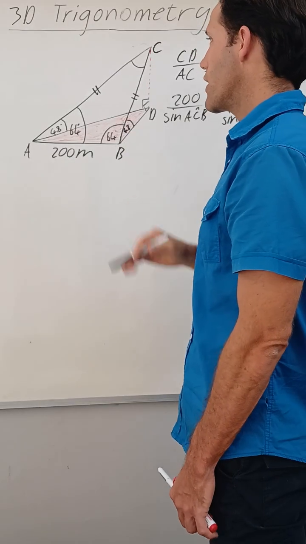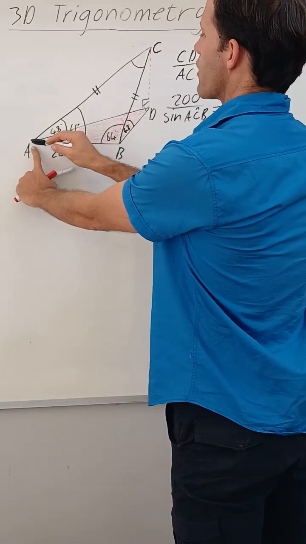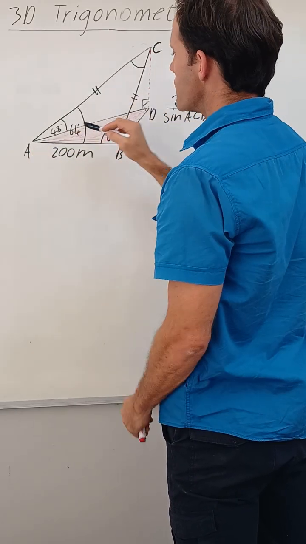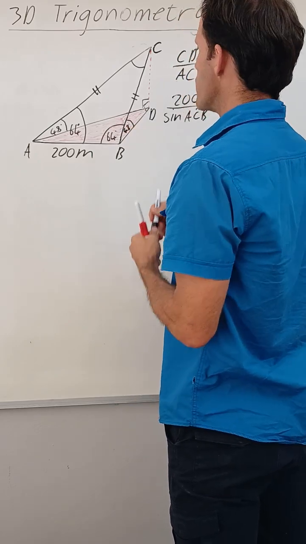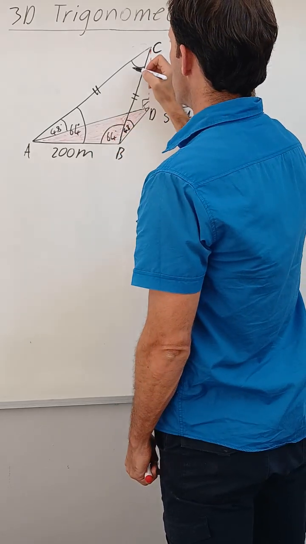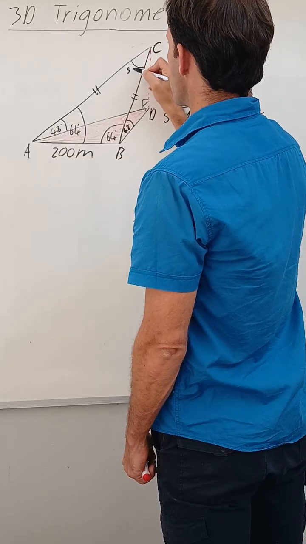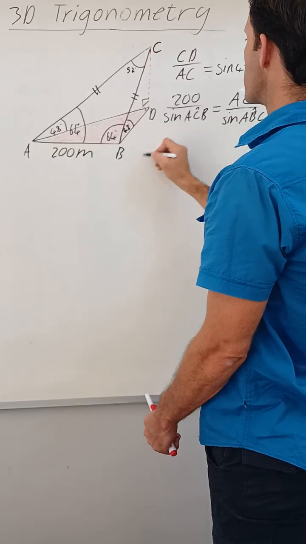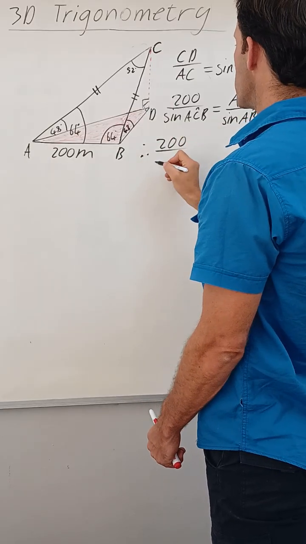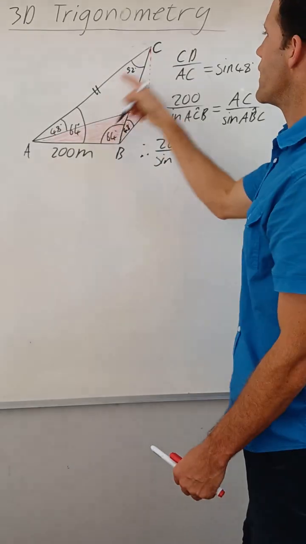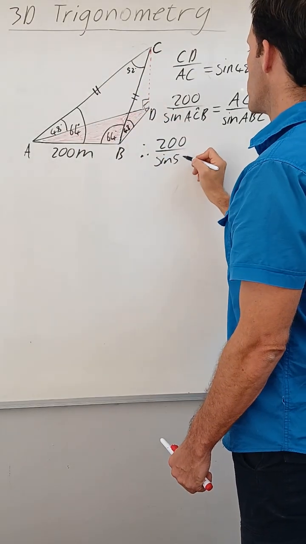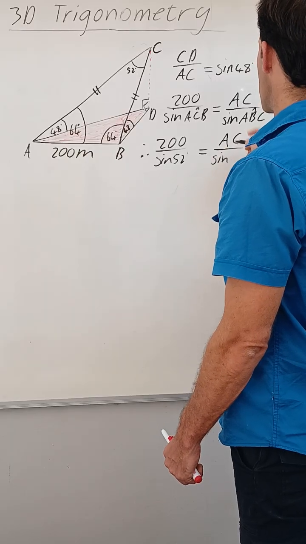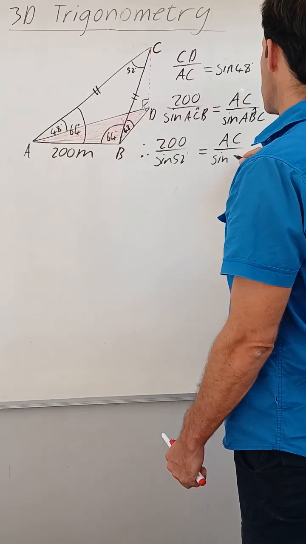Okay, now we're going to get it. Because now if you look at triangle ABC, this angle here must be 180 minus 64 minus 64. So it's 180 minus 128, which gives you 52 degrees. Now we've got these two angles. Therefore 200 over sine ACB, which is sine 52, is equal to AC over sine ABC, which is sine 64.